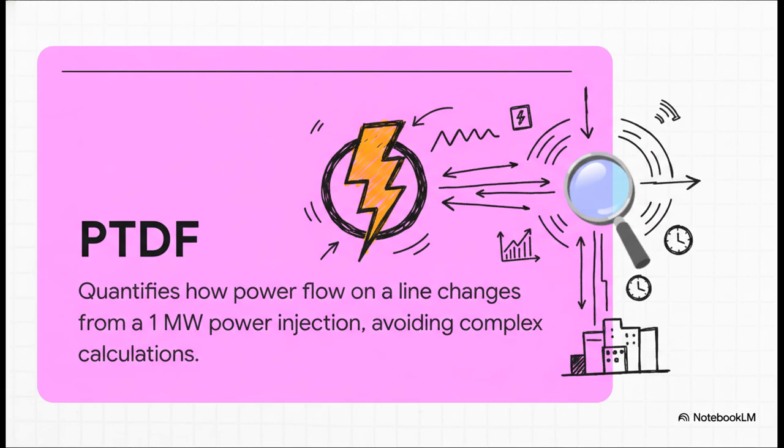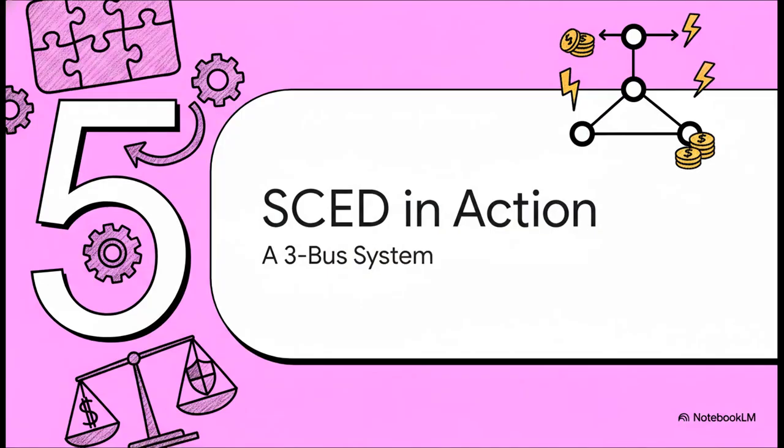So you might be wondering, how does the system know how power is going to flow without running a massive, super time-consuming simulation? Well, the secret sauce is something called a power transfer distribution factor, or PTDF. It is an incredibly clever shortcut that tells the model exactly how the flow on any line will change if you generate just 1 more megawatt at a specific spot. It's a game changer. It's really those PTDFs that make solving this entire puzzle possible in real time.